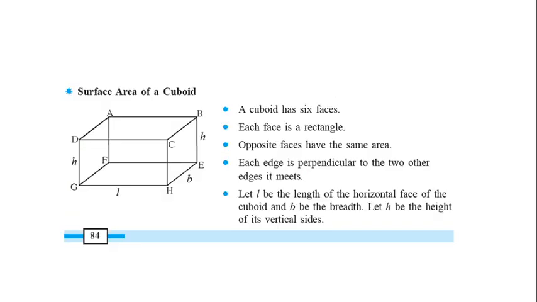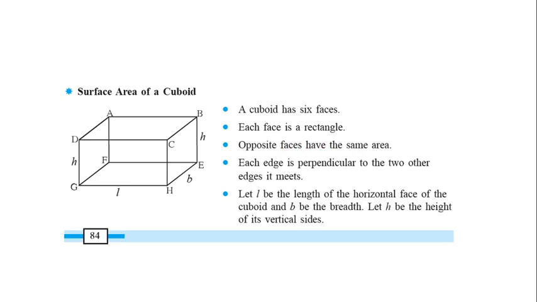Let's now discuss some properties of a cube and a cuboid. First we will discuss the cuboid. This is the basic structure of a cuboid where all the faces are rectangular. A cuboid has 6 faces. You can see here this is first, this is second, this is third, the left side one is fourth, the lowest one is fifth, and the one behind is sixth. Each face is rectangular as I have explained earlier.